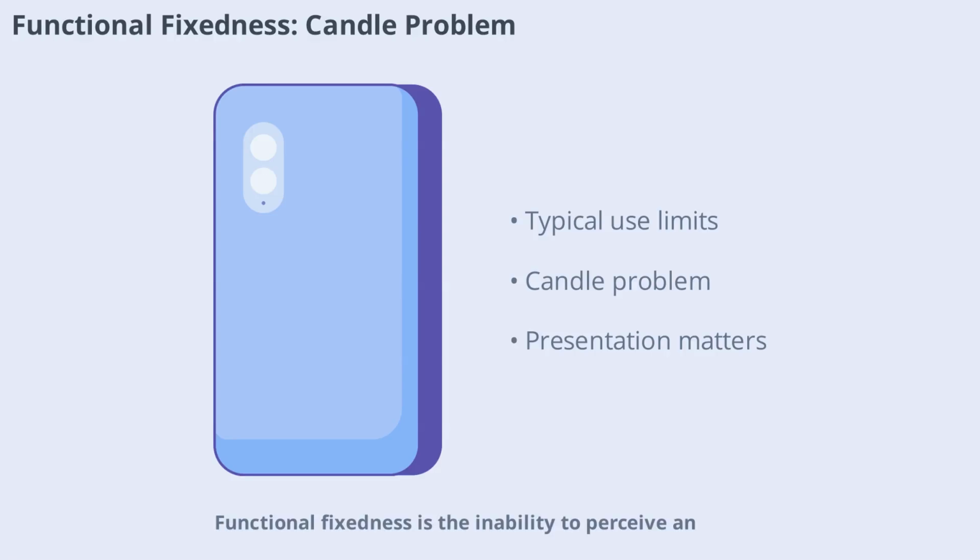Functional fixedness is the inability to perceive an object as having a function beyond its typical use. Duncker's candle problem illustrates this. Most participants failed to see a box as a potential candle holder, viewing it only as a container for tacks. When the tacks were presented outside the box, success rates increased, showing how changing presentation can overcome fixedness. Creative thinking helps us break free from these constraints.